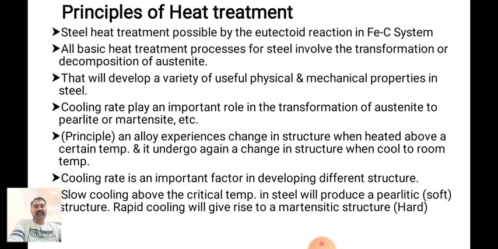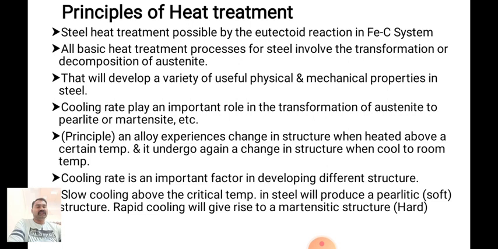In the iron carbon equilibrium diagram we know that at 727 degrees Celsius the eutectoid reaction occurs, at 1147 degrees Celsius the eutectic reaction occurs, and at 1492 degrees Celsius the peritectic reaction occurs. But the reactions that occur above near about 910 degrees Celsius will not be possible because of the higher temperature, and there may be a possibility of transforming the solid phase of steel into a liquid phase.